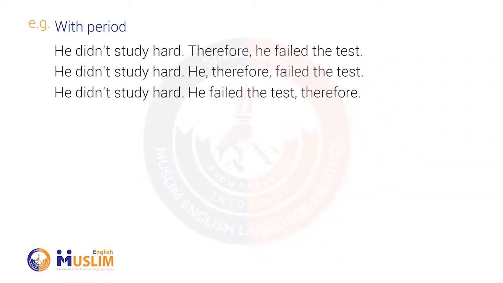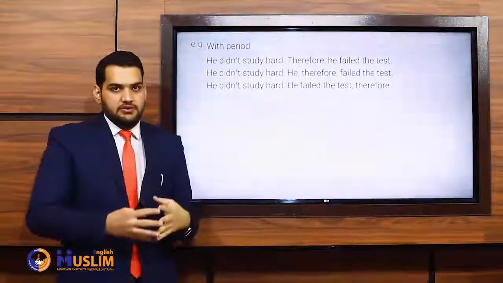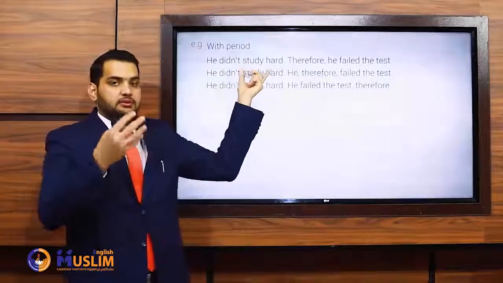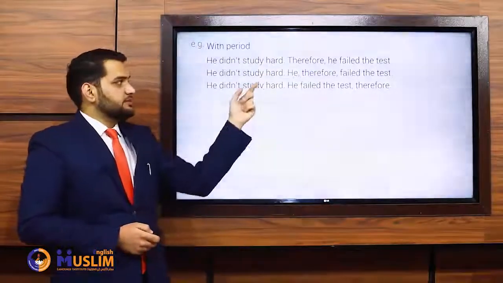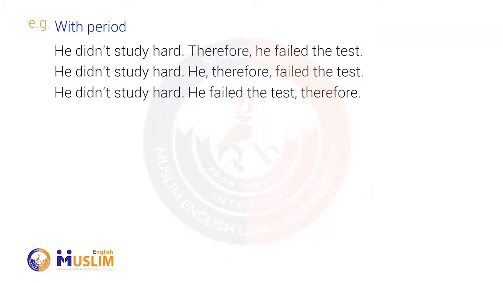He didn't study hard, therefore he failed the test. Now that's a cause and effect relationship. This is the cause or the reason. The reason for what? For failing the test. You can use therefore after the subject. He didn't study hard, he therefore failed the test. Or he didn't study hard, he failed the test, therefore.